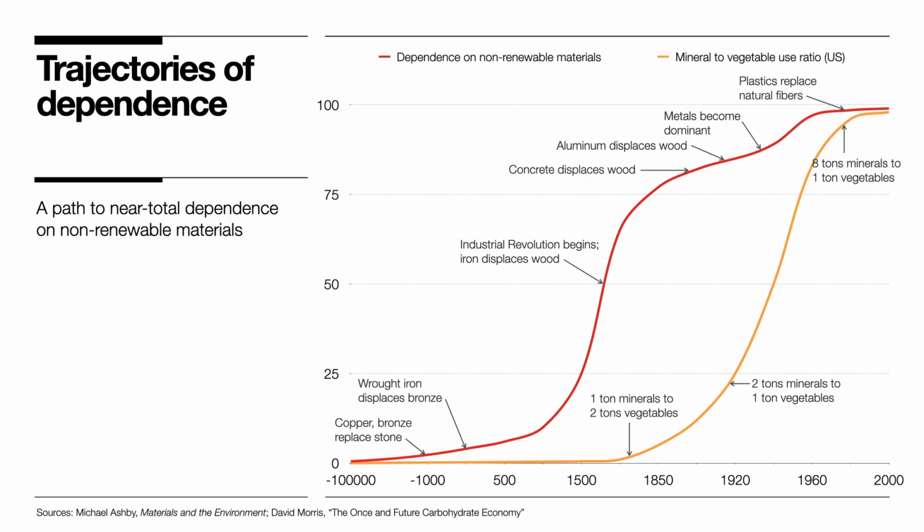This first slide is a chart with some data here, so I will try to explain. There are two different trajectories depicted in this chart. Both trajectories illustrate a change in humanity's use of non-renewable resources and renewable resources.